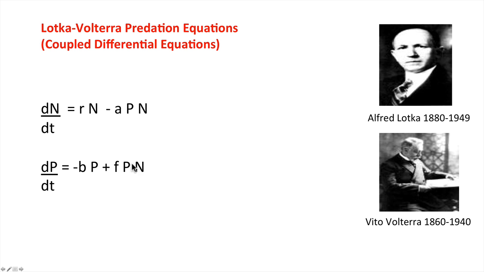Likewise, predators, in the absence of prey, would tend to decline in numbers, and yet when there are prey available to consume, then predators are giving birth to new predators, and we have a constant here, F, to represent that. Here again we're assuming mass action, in that the more predators there are and the more prey there are, the greater the contribution to the predator population in terms of its increase in density.